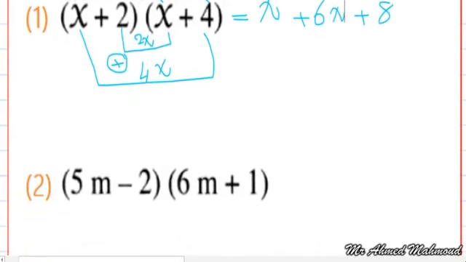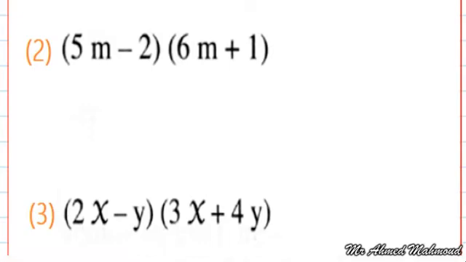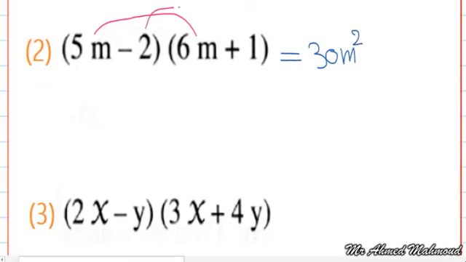Next one, we have 5m minus 2 multiplied by 6m plus 1. Okay, I'm going to multiply 5m times 6m equal 30m to the power of 2, and then negative 2 times positive 1, it's equal negative 2. Don't forget the means together.